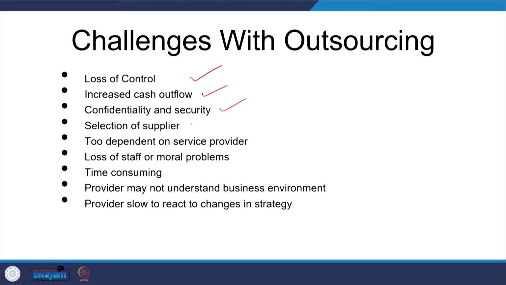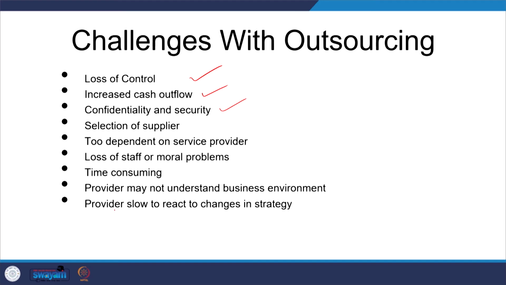Selection of the supplier is a challenge. You may become too dependent on the service provider. It may be time consuming, and it has some other issues also. Like for example, you can see this, right. The provider is slow to react to changes in strategy. Suppose the demand or the trend in the market changes tomorrow. In case you want to react to the market's need, you want to increase your agility, you would not be able to do it. Why? Because you are dependent on somebody else.